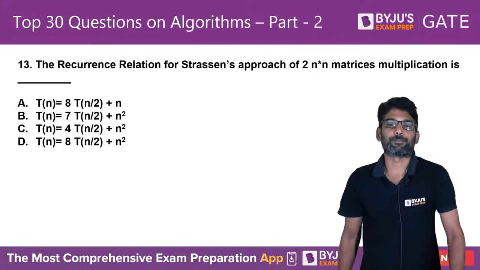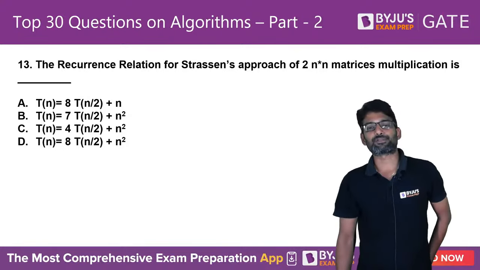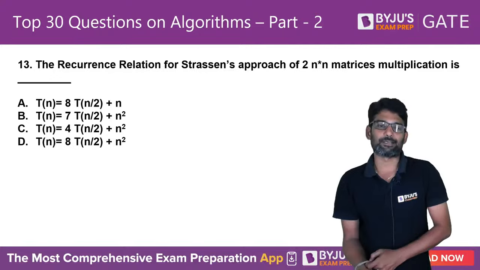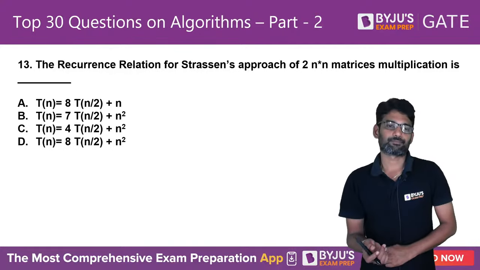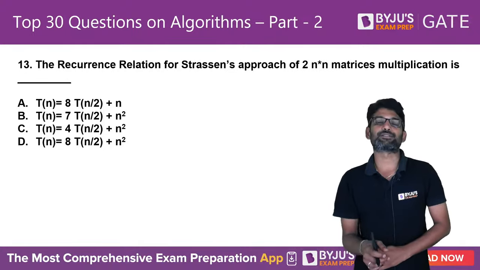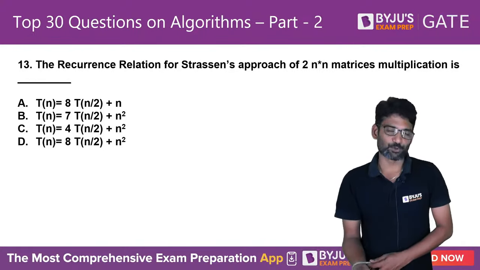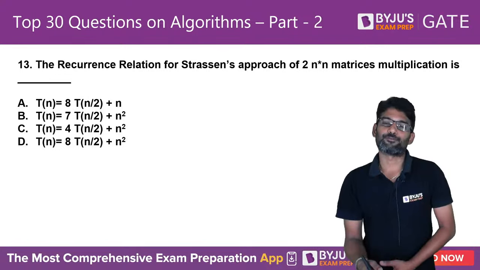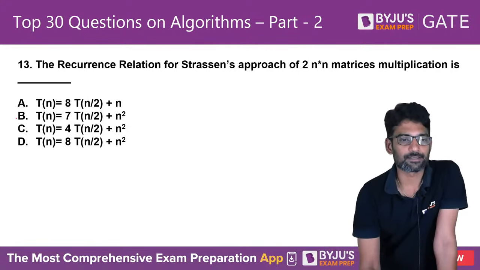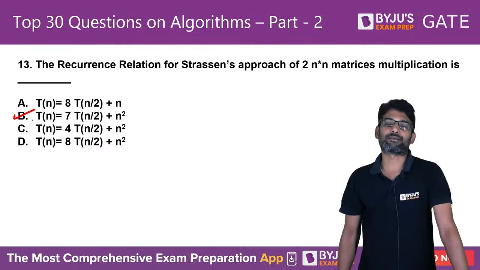Question number 13. The recurrence relation for Strassen's approach of 2 n by n matrices multiplication is... Strassen's matrix multiplication recurrence relation. Do you know it? If not, please know. It may be asked as a question. It is 7T(n/2) + n squared.